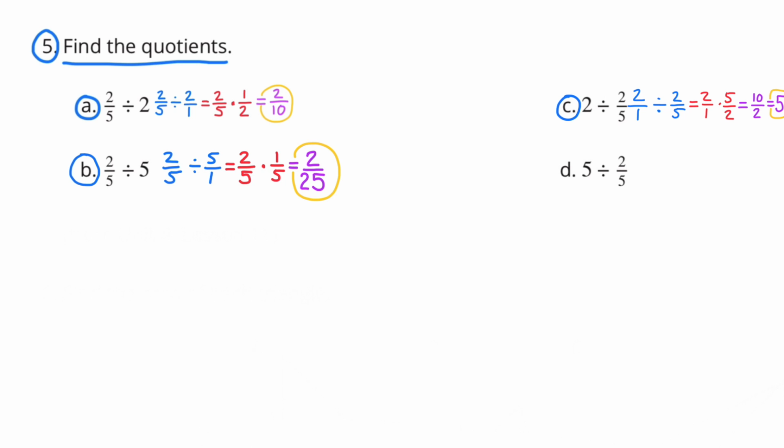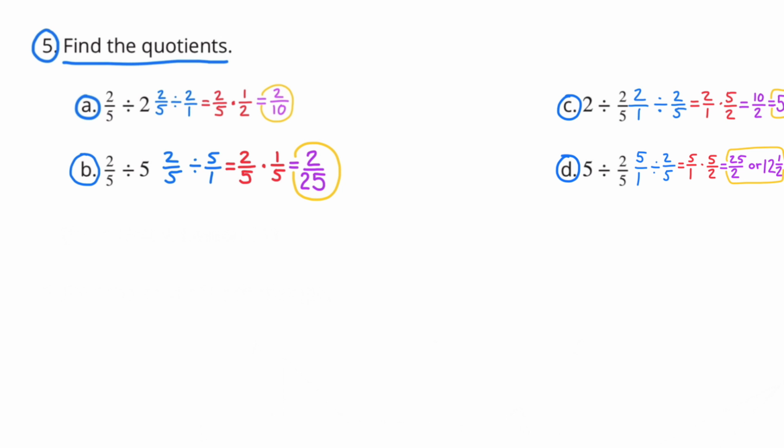C. 2 divided by 2/5. That's the same as 2 over 1 divided by 2/5. We need to multiply 2 over 1 times the reciprocal of 2/5. So 2 over 1 times 5 over 2, or 5/2, equals 10 over 2, which is 5.